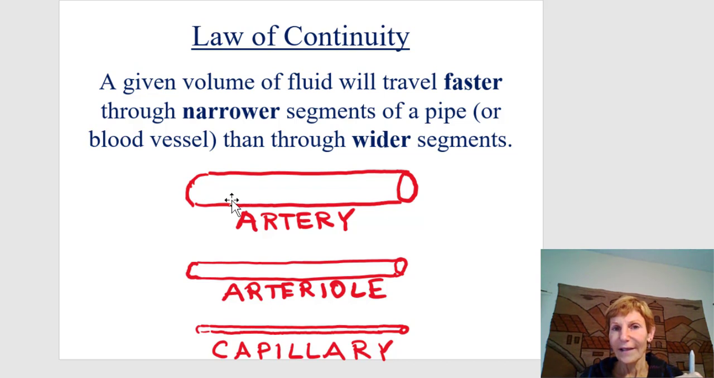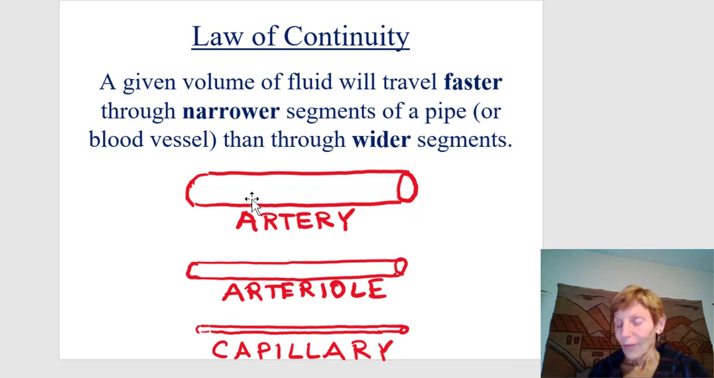Why is that? By the law of continuity, it should go through a single capillary the fastest, a single arteriole slower, and then a single artery the slowest. But in fact, it goes through arteries the fastest, and then arterioles a little slower, and then those capillaries even slower. So what's up with that?